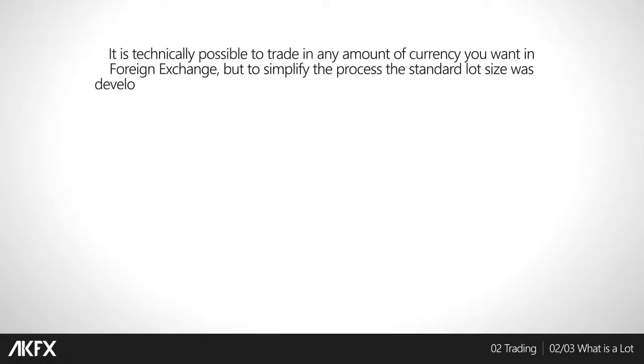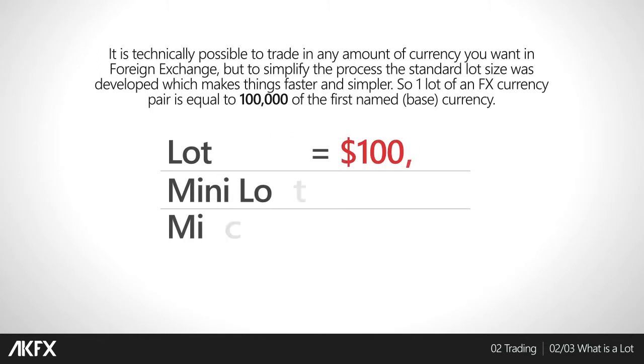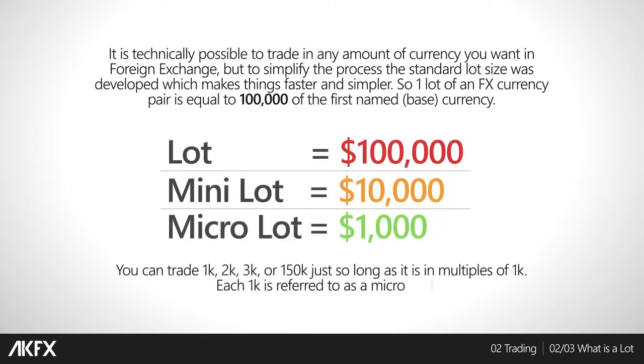It is technically possible to trade in any amount of currency you want in foreign exchange, but to simplify the process, the standard lot size was developed, which makes things faster and simpler. So one lot of an FX currency pair is equal to 100,000 of the first named base currency. This can then be further divided into mini and micro lots, as the below table shows.